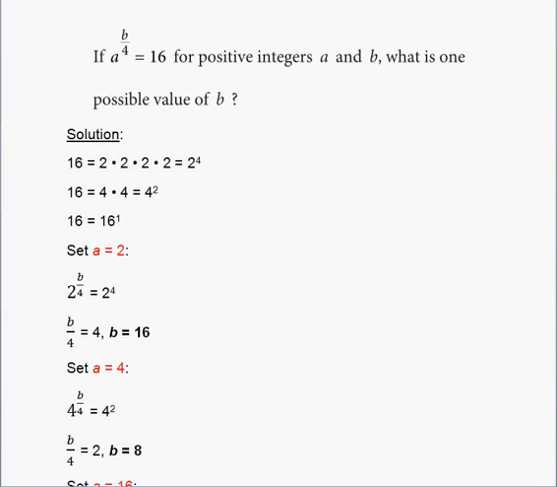Hello everyone, this is a free online tutorial for the new SAT Math section. This is problem number 16 found in practice test 6, section 3, no calculator. And this is a grid-in question.